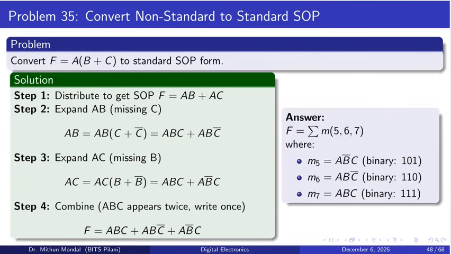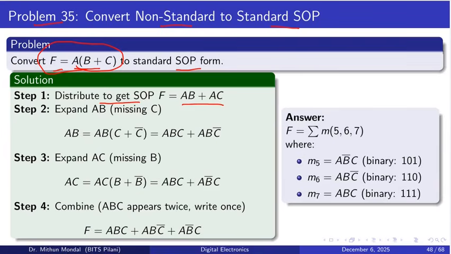Now, if we want to convert non-standard to standard SOP, this is problem number 35, where we have a function A into B plus C. We want to obtain the standard SOP form. So what we do is first we distribute this to get SOP. So if this expression is distributed, we get AB plus AC.